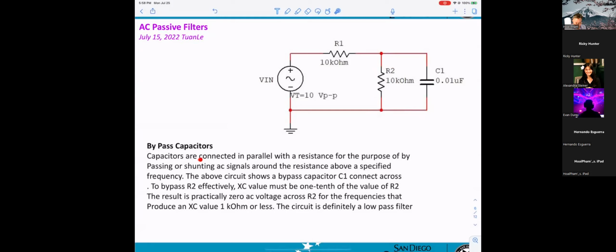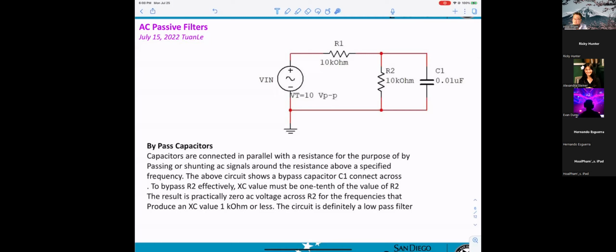Okay. Capacitors are connected in parallel with a resistance for the purpose of bypassing, or sending the AC signal around the resistance, above a specified frequency. The circuits above show a bypass capacitor C1 connected across R2 to bypass it. To be effective, XC must be 1/10 of the value of R2. The result is practically zero AC voltage across R2 for frequencies that produce an XC value of 1 kilohm or less. The circuit is definitely a low pass filter. So basically, we do nothing with that.